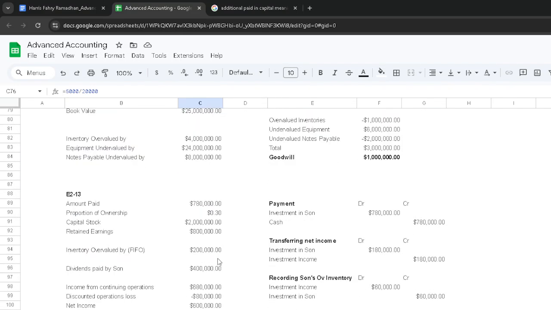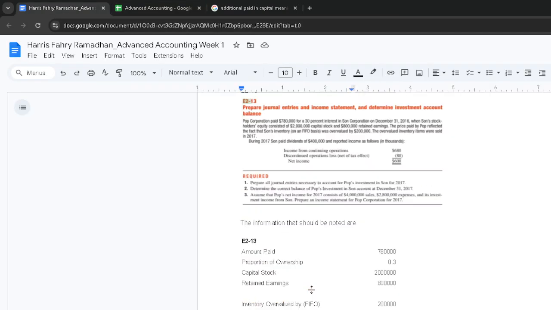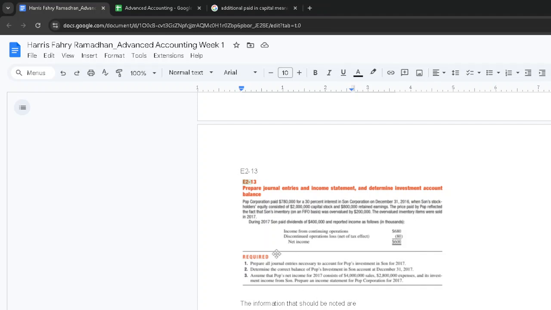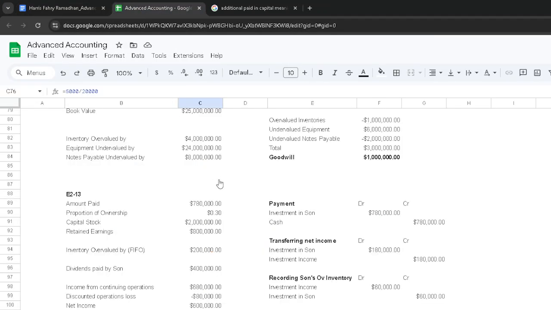Okay, now going to the last number. There's quite a lot in here. We have 3 requirements, but first we need to make journals, we need to determine the balance, and we need to make an income statement.